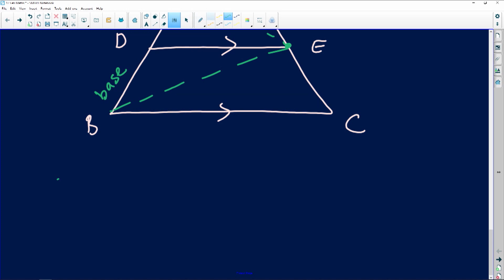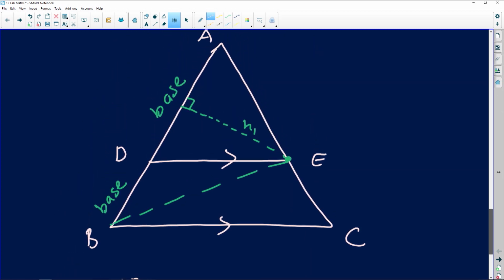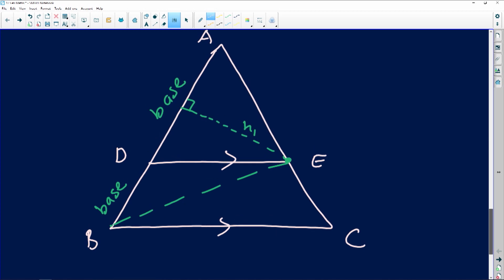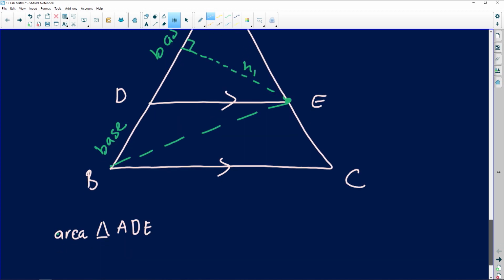So I'm going to say, okay, let's get here and say the area of triangle ADE, that's the top triangle that we have on top. That's the first triangle that we want to look at. The one that you're looking at there has got a base of AD, if you look at it, and a height of H1, right?